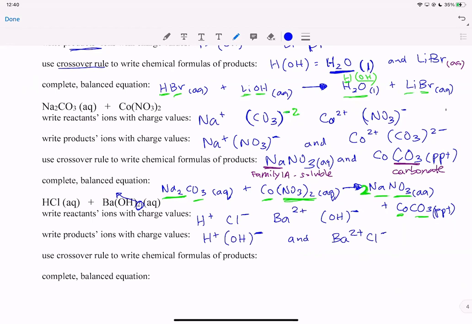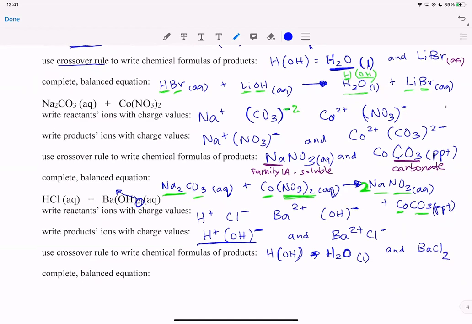Using the crossover rule, remember when you have H+ and OH-, this becomes H and OH, no plus or minus signs. But this is one of those rare times you get to break into the parentheses of the polyatomic. This actually is written as H2O, okay, with the physical state L. And the other is BaCl2. This 2 crosses over and down and you have no plus or minus signs.